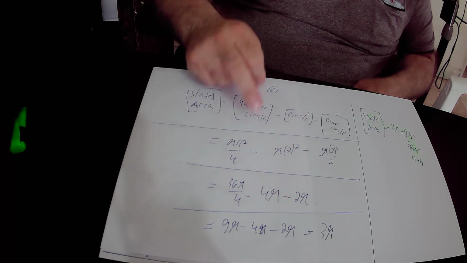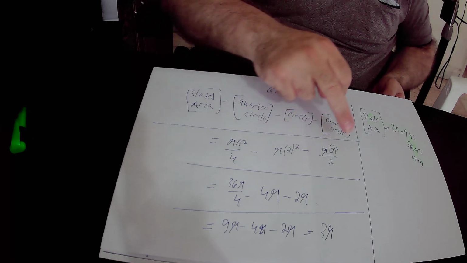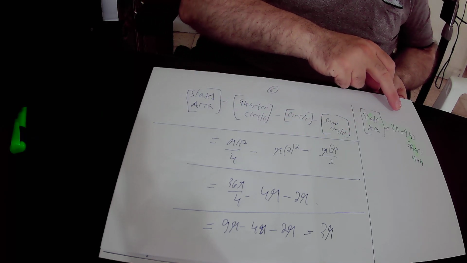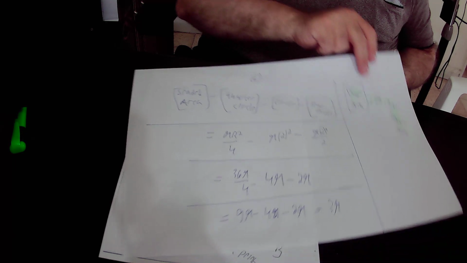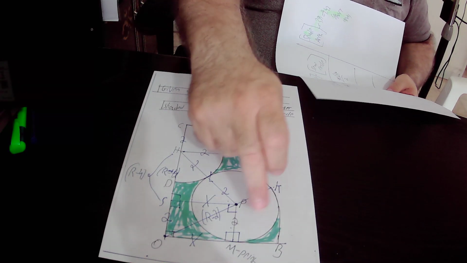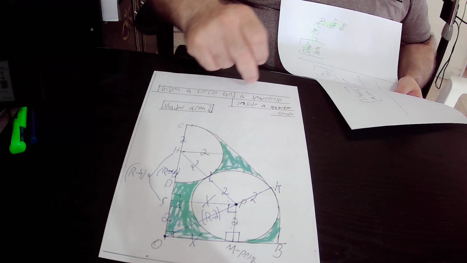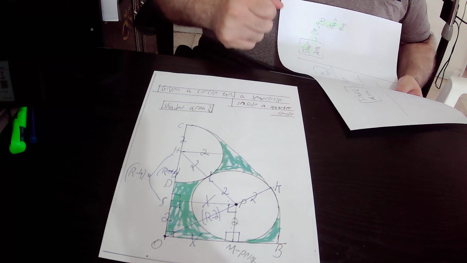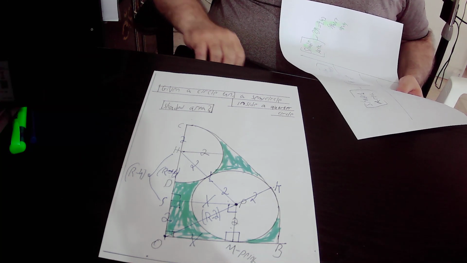So we found that the shaded area equals either 3 pi square units, or in terms of numbers, 9.42 square units. I repeat, the value of the shaded area equals either 3 pi square units, or in terms of numbers, 9.42 square units. Okay, thank you very much.